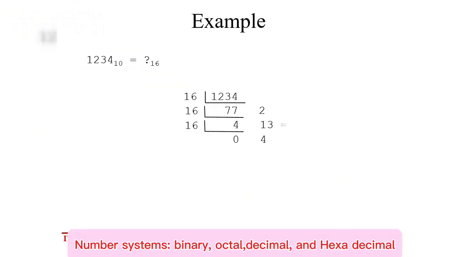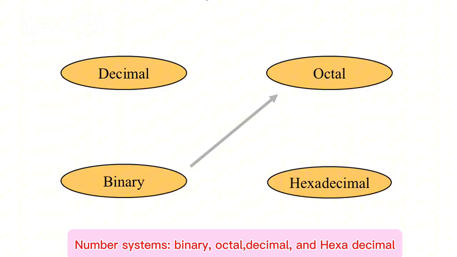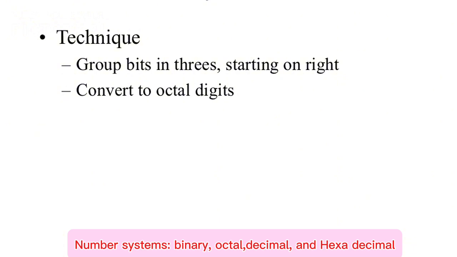For example, converting 1234 in decimal to hexadecimal involves dividing by 16 and recording the remainders, resulting in the hexadecimal number 4D2. Next, let's discuss converting binary numbers to octal. This conversion is straightforward and involves grouping bits. To convert a binary number to octal, we group the bits in threes, starting from the right, and then convert each group to its octal equivalent.